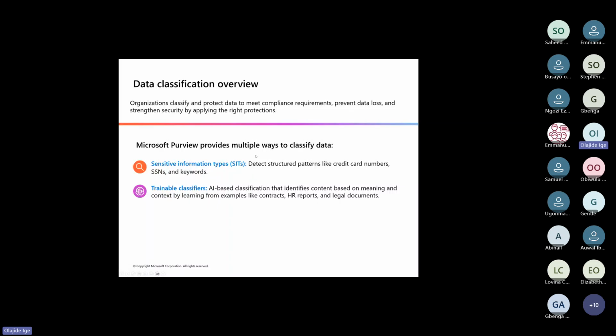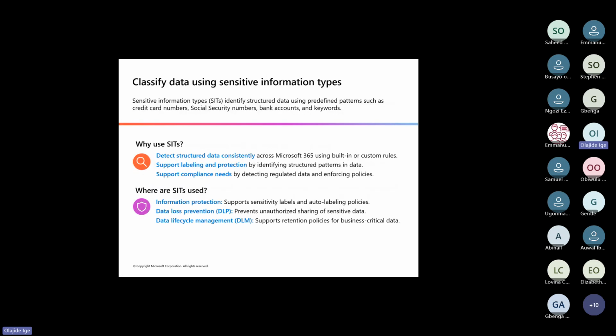Okay, so for those that were not with us yesterday, we talked about the sensitive information type and trainable classifier, which is what brought us to what we want to discuss today. You can see the data classification overview, and the data can be classified in two ways, which is what we are provided with here: sensitive information type and trainable classifier. So that was what led us to what we actually have on our screen now.